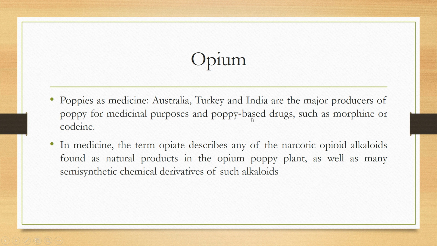Poppy-based drugs include morphine and codeine. You have also heard about tramadol, hydrocodone, oxycodone. These are all opioids, and in today's date many people have become addicted to opioids, including prescription opioids. In medicine, the term opiate describes any of the narcotic opioid alkaloids found as natural products in the opium poppy plant, as well as many semi-synthetic derivatives of such alkaloids.